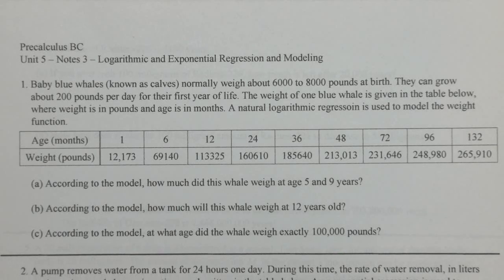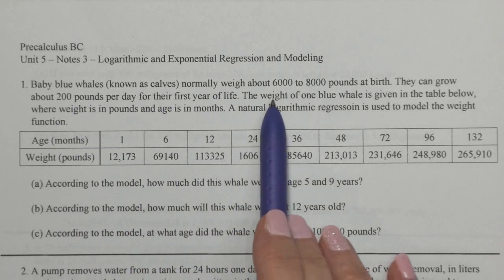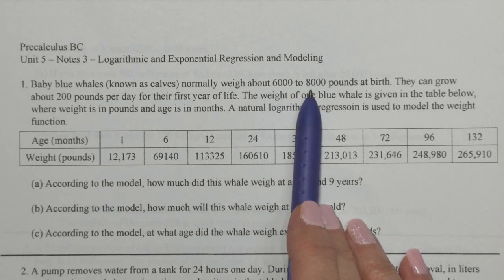Today we're going to be taking a look at logarithmic and exponential regression and modeling. So let's dive in, do a few problems. Number 1. Baby blue whales, known as calves, normally weigh about 6,000 to 8,000 pounds at birth.